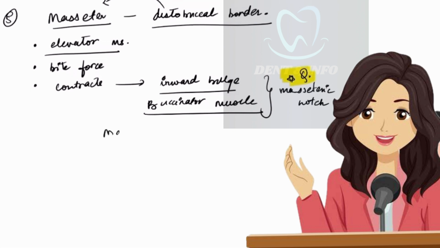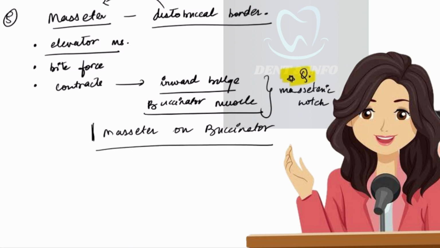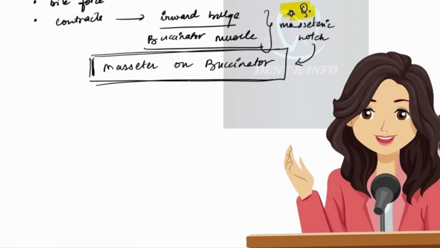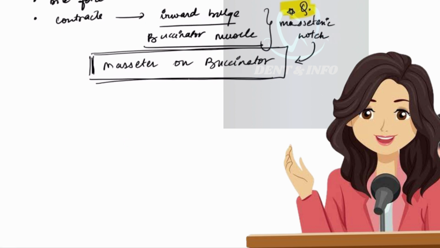It is the influence of masseter on buccinator. That is the answer to your question. Just remember, influence of masseter on buccinator is your masseteric notch. Right? A very important question for your exam.